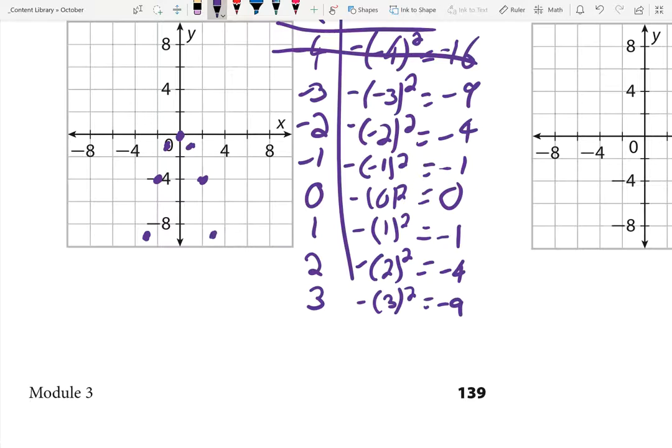So I can see what my graph looks like. It's got that arch shape. It's got that upside down U shape to it. So now that I know what it looks like, I'm going to draw my line connecting all the points and with my arrows at the end.